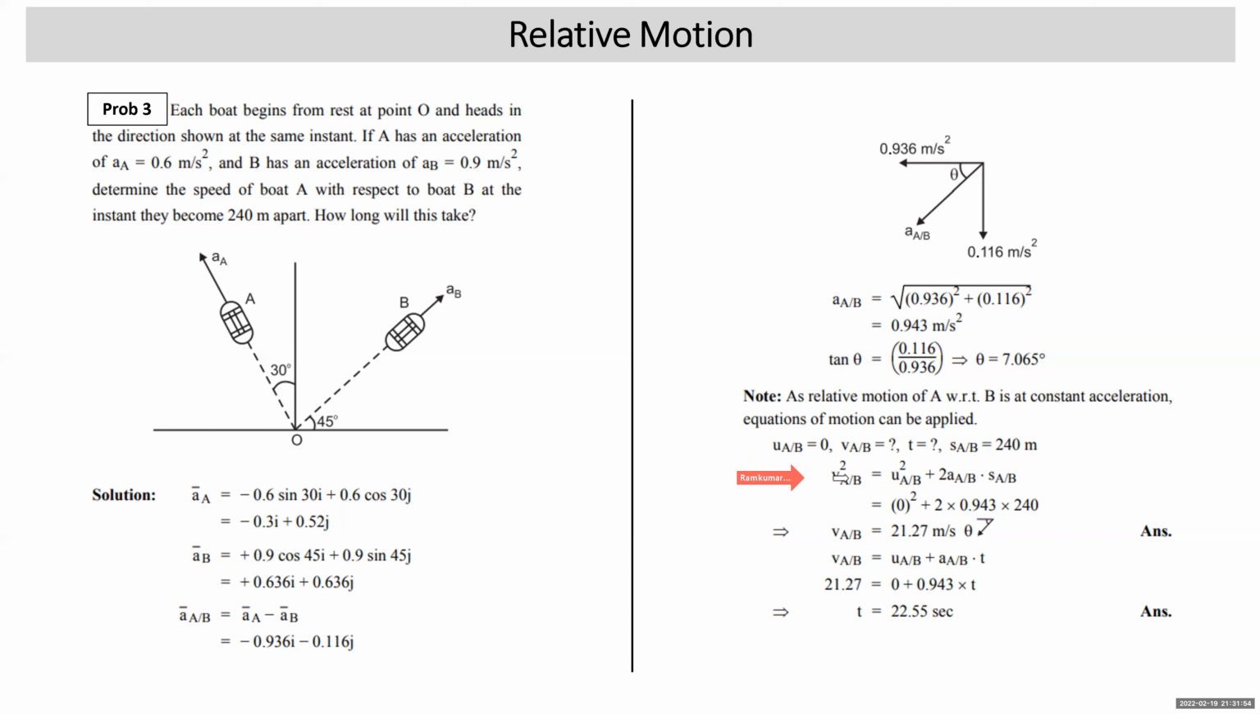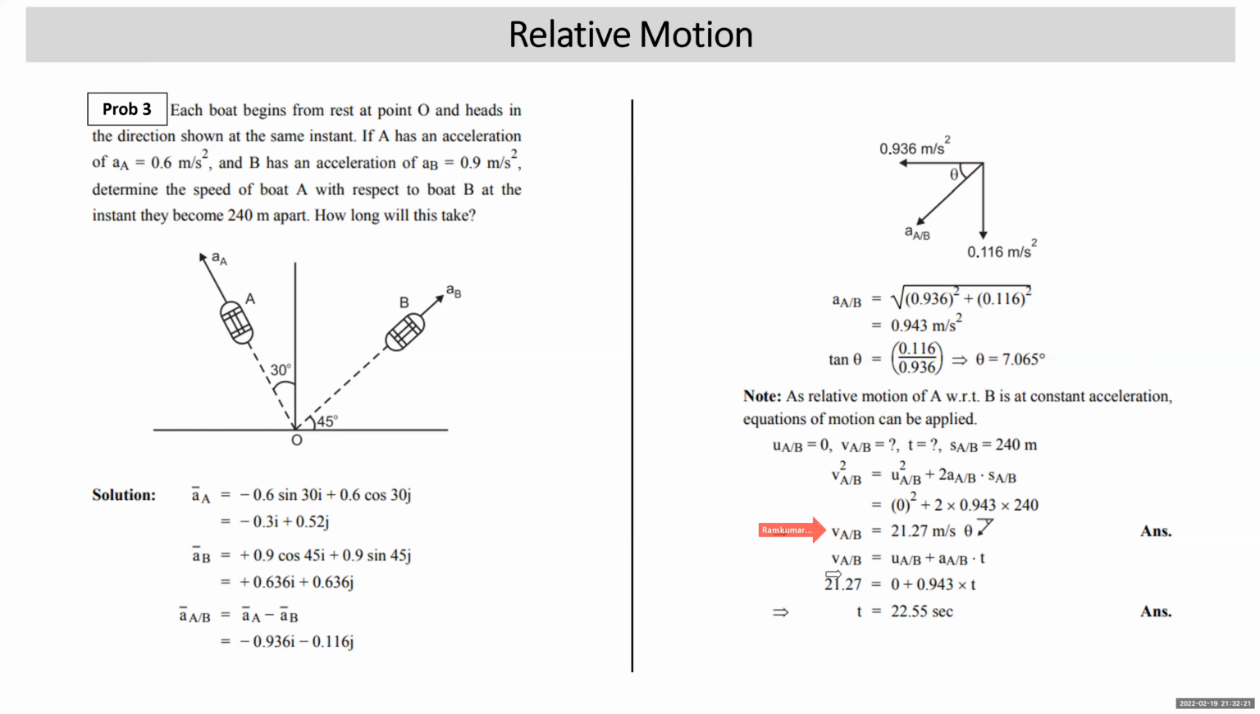So this is v square of A with respect to B is equal to u square of A with respect to B plus 2 a of A with respect to B into s. With u_AB as 0, plus 2 times a_AB, which is 0.943, into 240. Velocity of A with respect to B is 21.27 meter per second. It is at an angle theta with the horizontal as shown. This is going to be along the same direction in which you have the relative motion at constant acceleration.